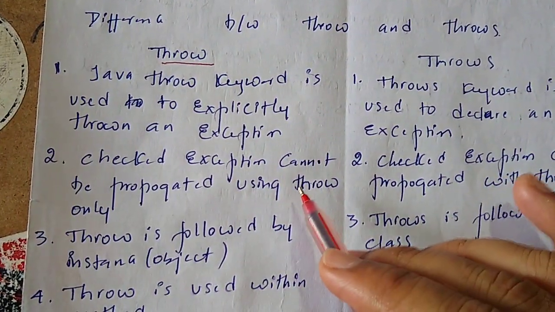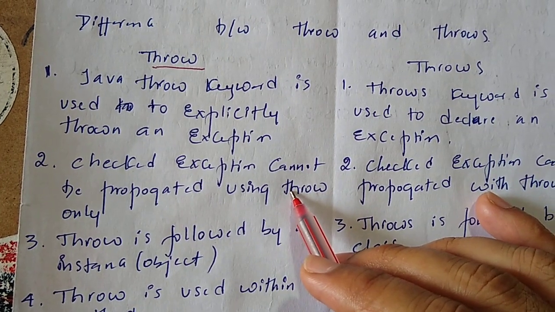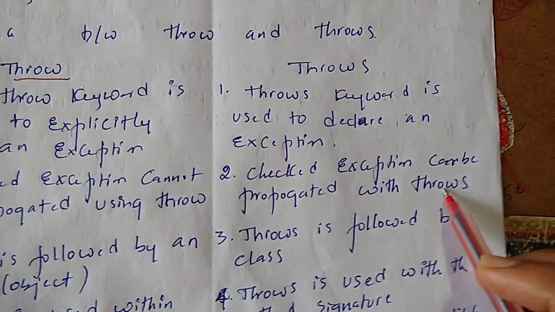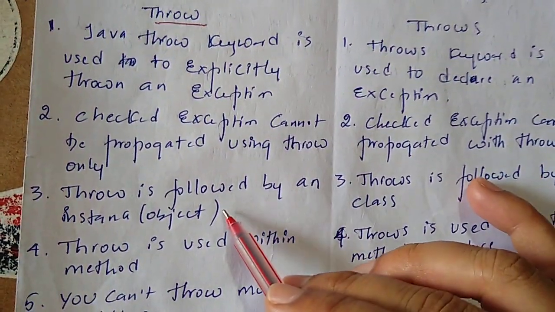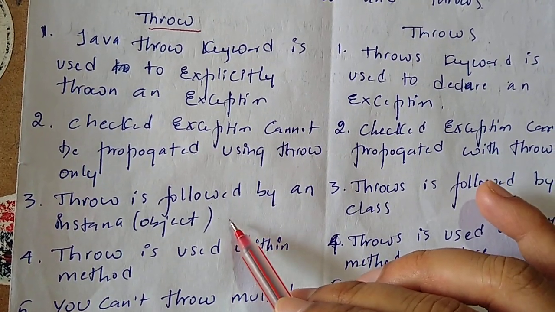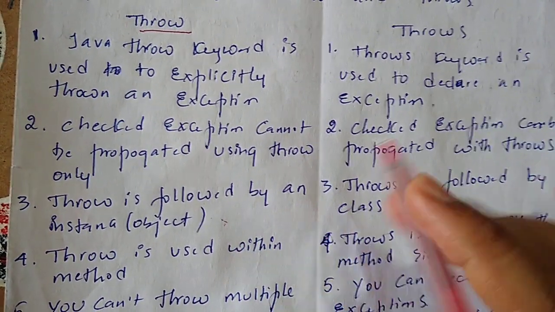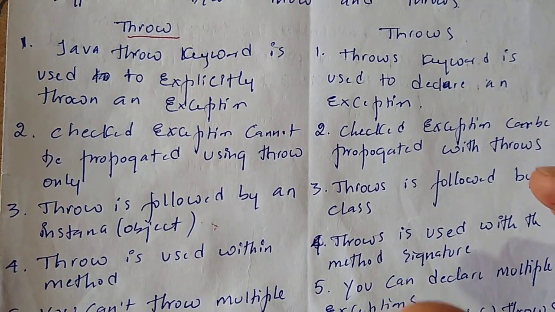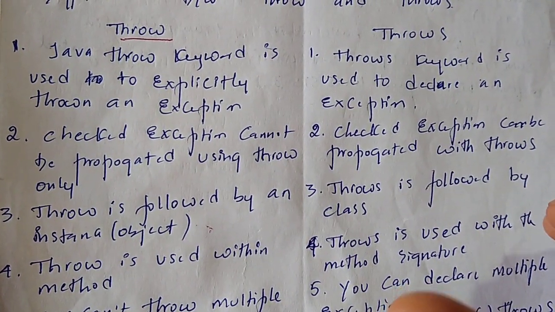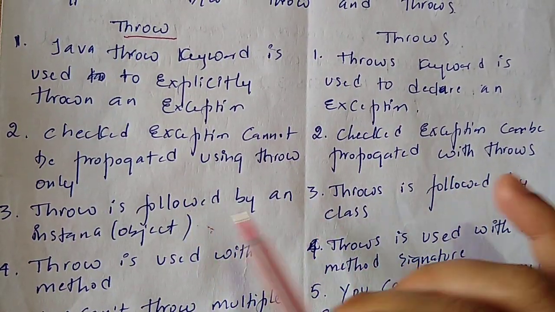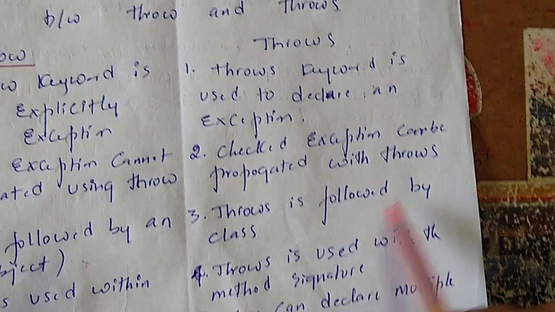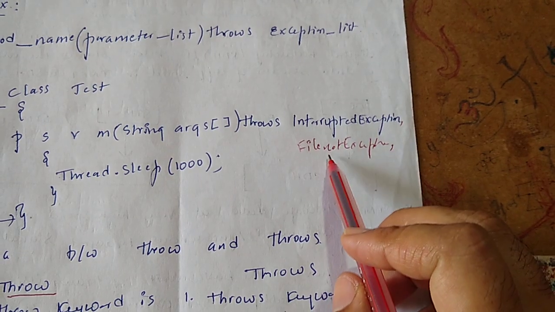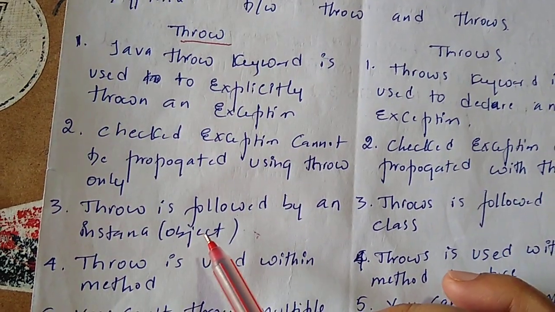One more difference you can write: the throw keyword only deals with unchecked exceptions. The throws keyword can deal with both checked as well as unchecked exceptions. Throw is followed by an instance or an object. If you remember the syntax, throw new, then you write the constructor call, which is similar to creating an object. So throw is followed by an instance or object. Throws is followed by a class name. Throws is followed by a class, whereas throw is followed by an instance or an object.